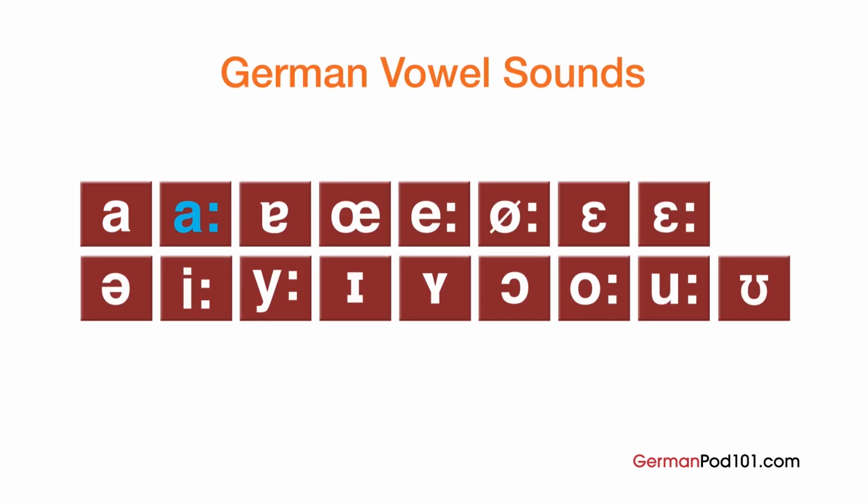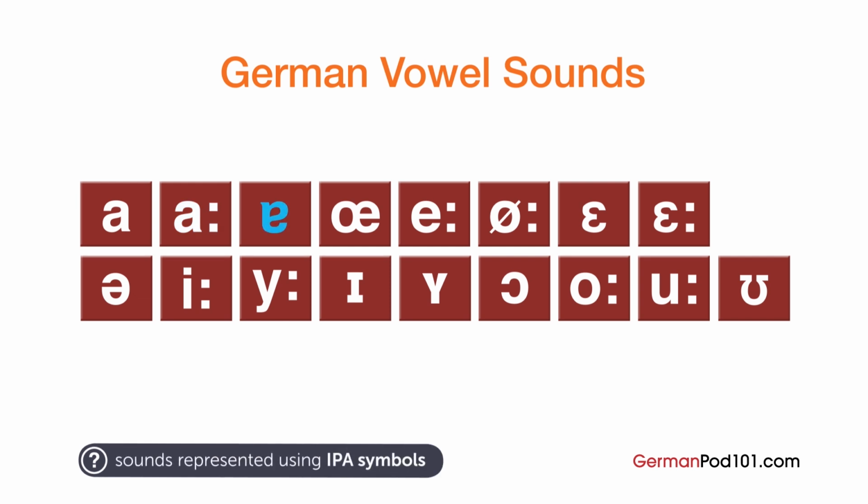A, O, Ö, E, Ö, Ä, Ä, E, I, Ü, I, Ü, O, O, U, U. With these sounds, you can pronounce any vowel that could possibly appear in German. Some vowels may be hard for you to distinguish, especially for English speakers, so make sure you listen carefully. Are you ready? Then let's get started.